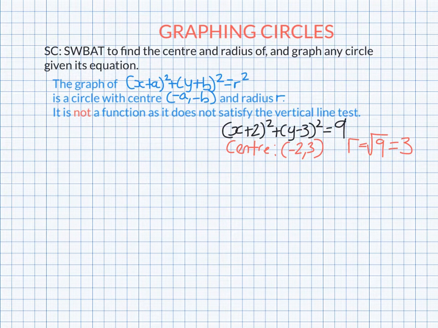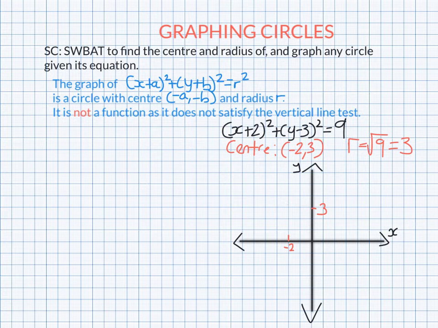So let's plot the center and radius and then graph this. The center of this circle is at (−2, 3), which is that point there. So we mark that. Now the radius is 3, so we're going to go 3 units in all directions from the center. We're going to go 3 up, 3 to the right, 3 down, and then 3 to the left. And this graph will be this circle that joins all 4 of those points. And there we have it. Our graph looks like this.